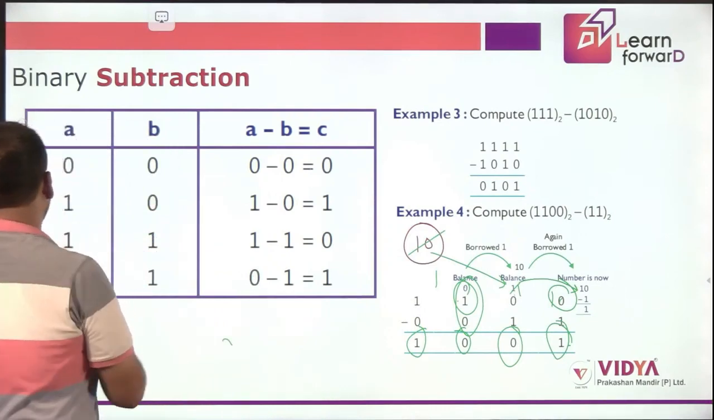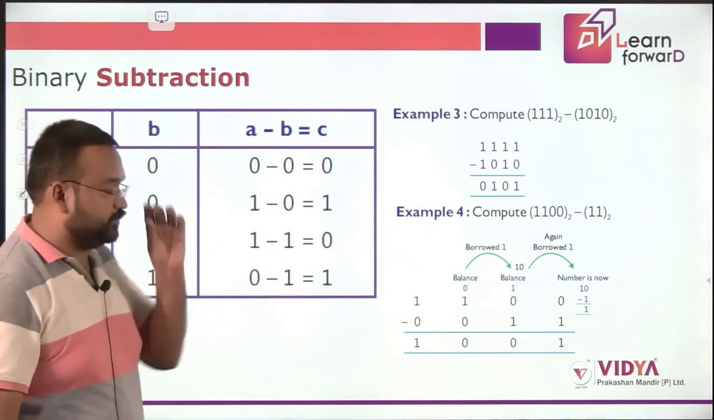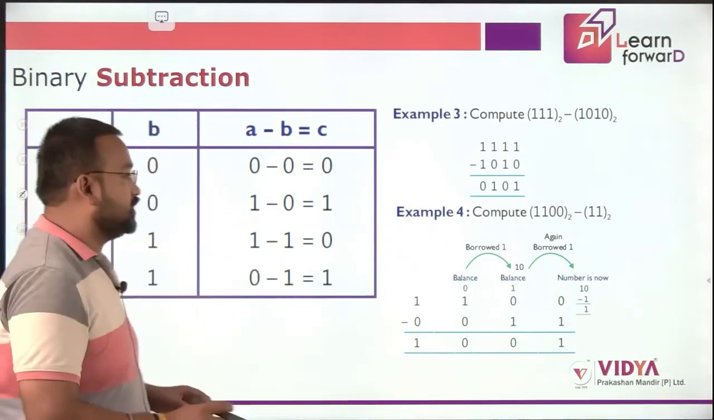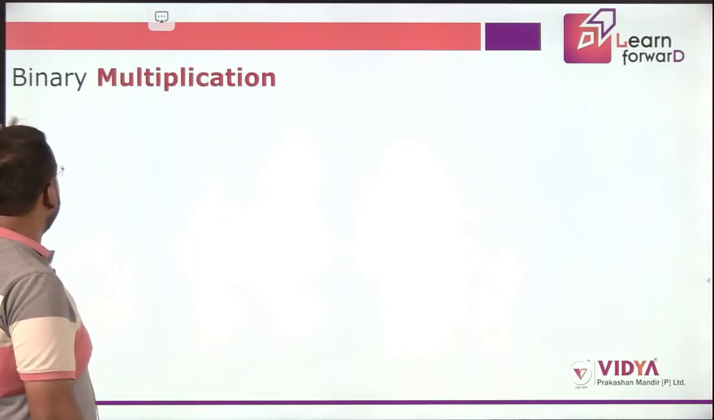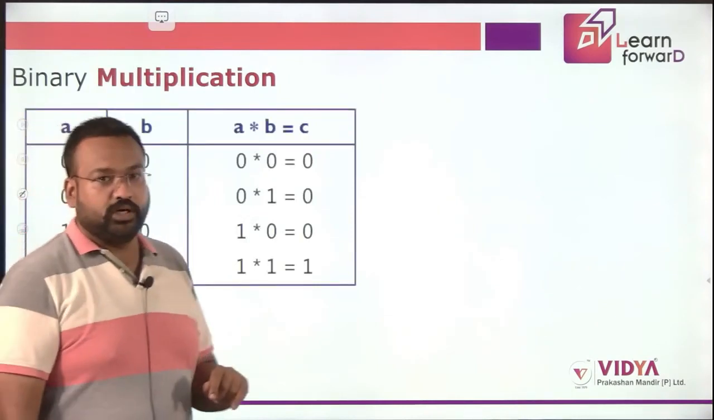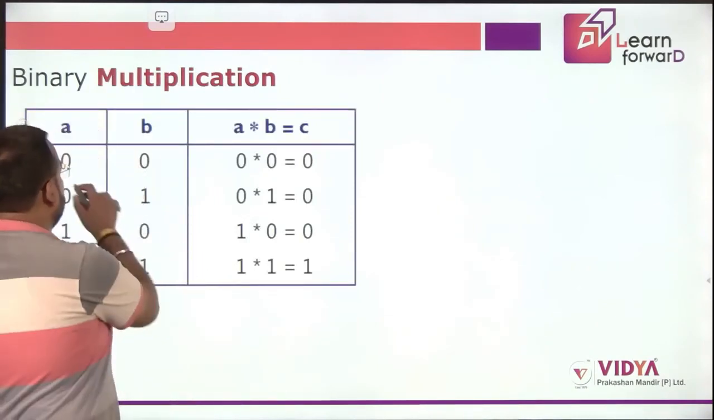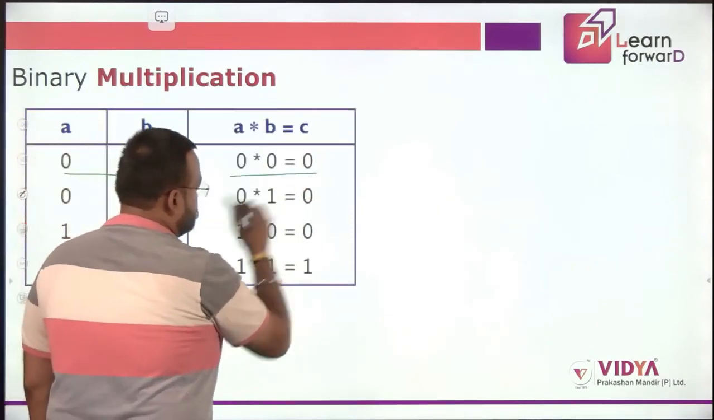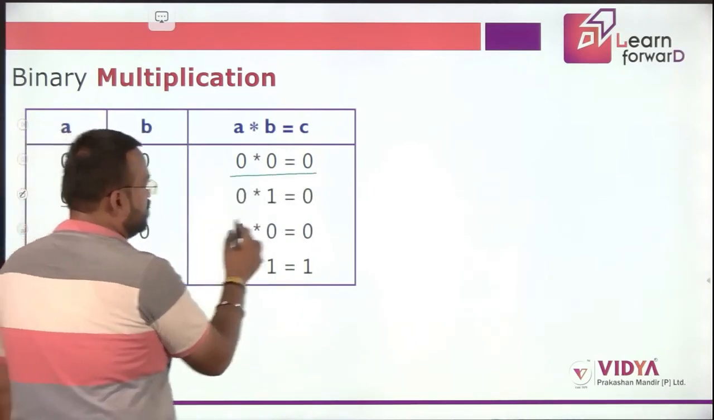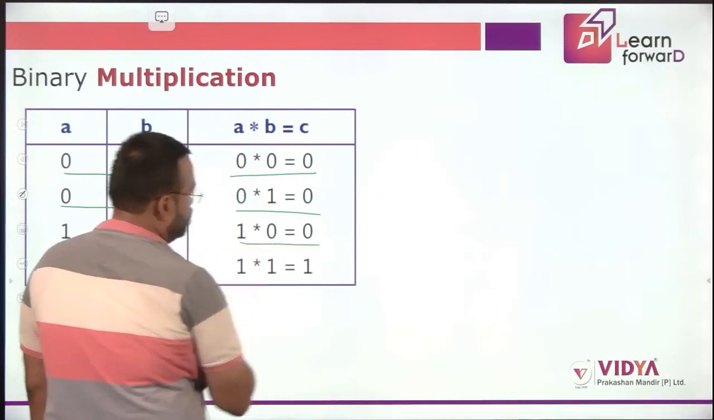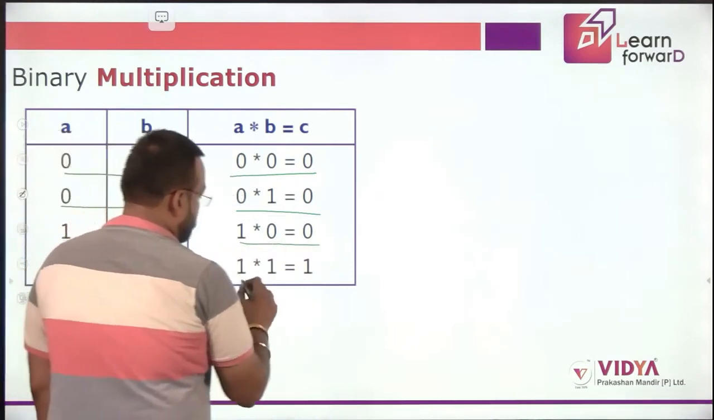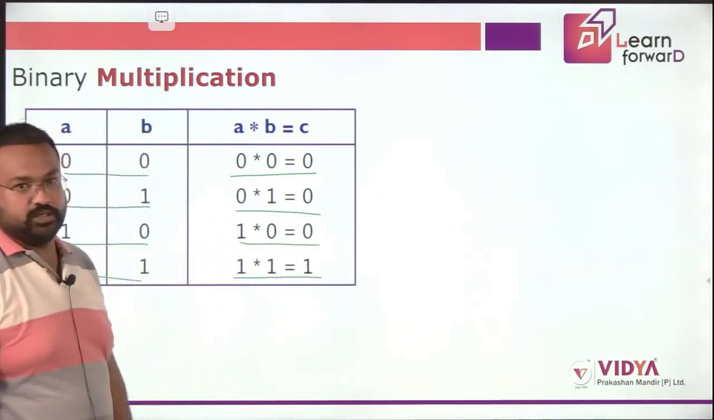Thanks Mohit. So again, I hope binary subtraction is clear to all. Let's move to the next topic. Next we have binary multiplication. It is also a simple one. If you multiply 0 by 0, that would be 0. If you multiply 0 by 1, that would be 0. When you multiply 1 by 0, that would be 0. And when you multiply 1 by 1, that would be 1.